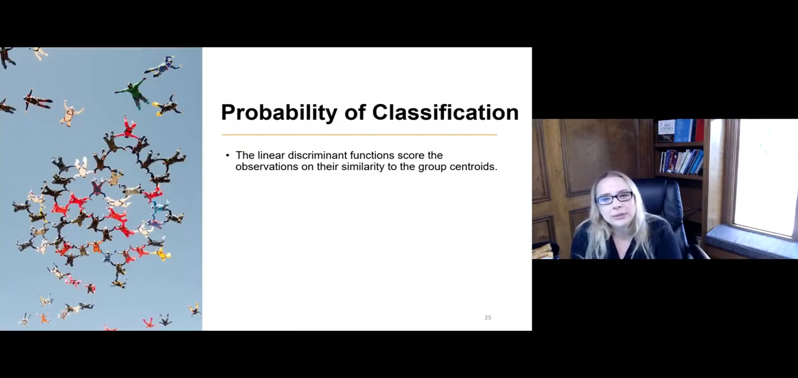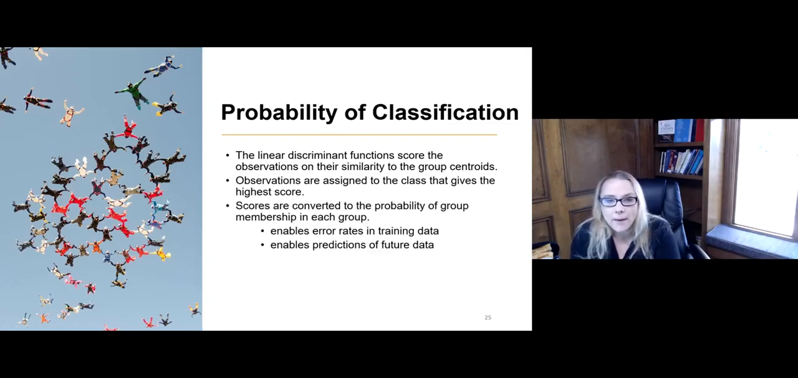So now let's go into the probability of classification. Here the linear discriminant functions score the observations on their similarity to the group centroids. Observations are assigned to the class that gives the highest score, and the scores are then converted to the probability of group membership in each group. And this enables error rates on the training data, and then enables predictions for future data that we may want to classify.